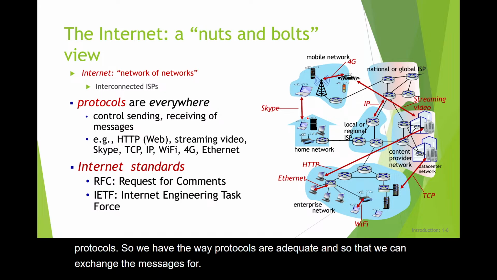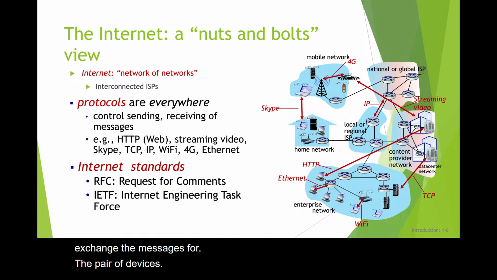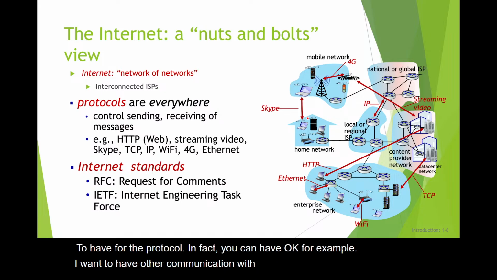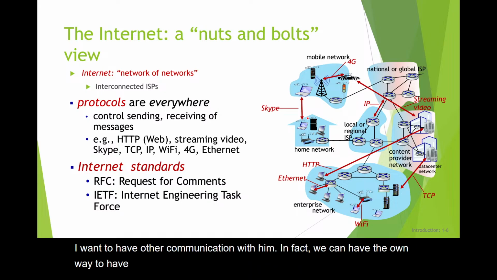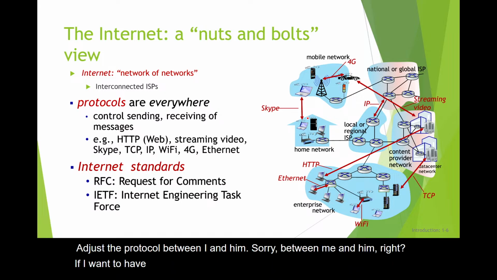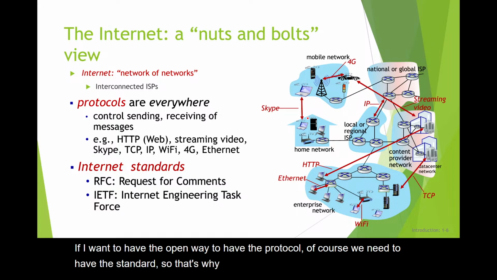For a pair of devices. Well, to have a protocol, for example, I want to have communication with him. In fact, we can have our own way, our own types and formats, to exchange. So we can have our own protocol, but just a protocol between me and him, right? If we want to have an open protocol, of course, we need to have a standard. So that's why we have internet standards.